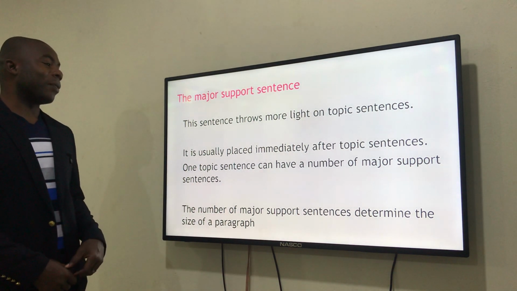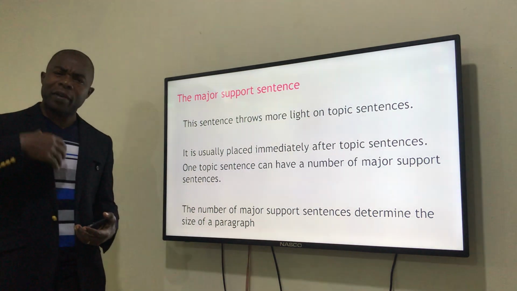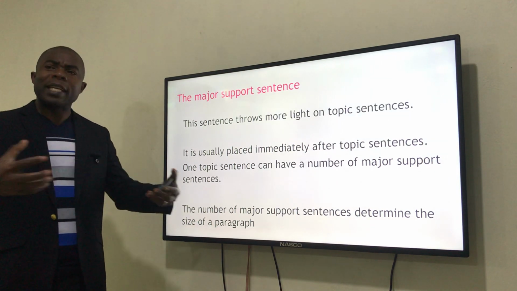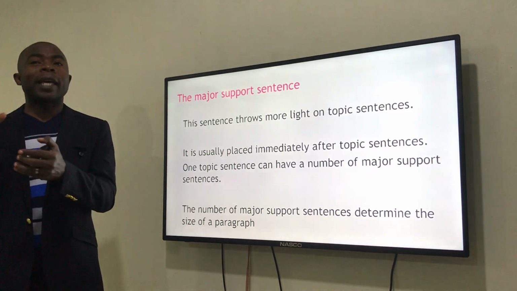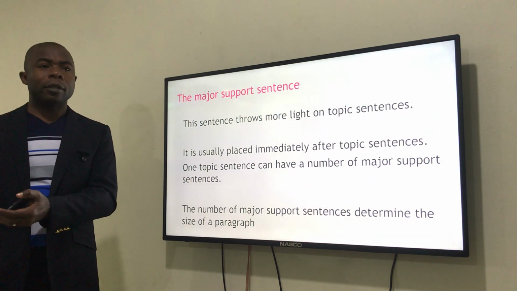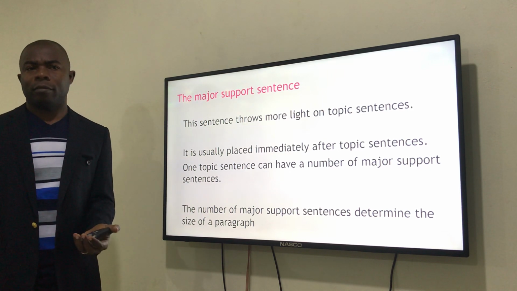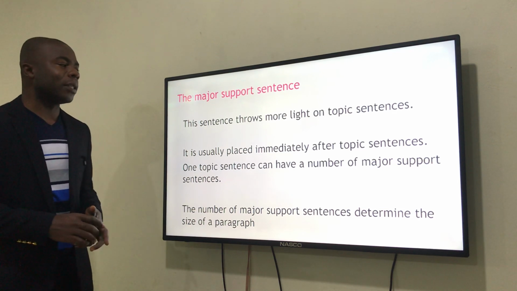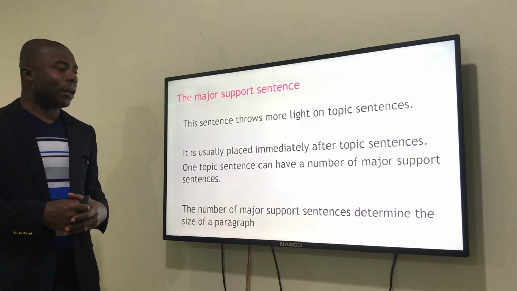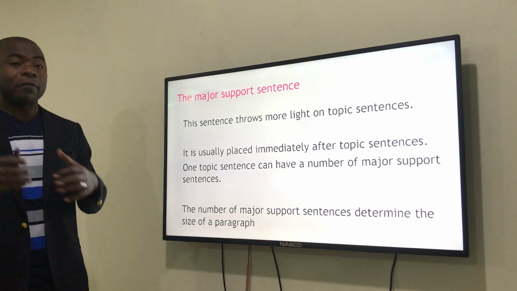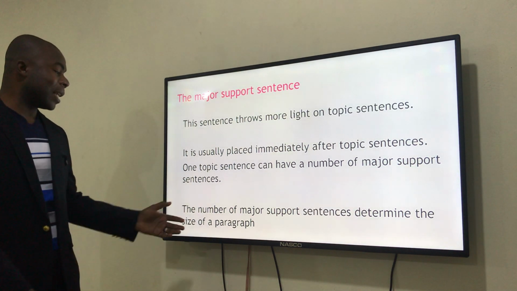One topic sentence can have a number of major support sentences. So that one way can be further explained, expanding the major support sentence. Then another way to kill a cat is to slaughter it the way other animals are slaughtered. Another major support sentence. It can be explained further to make it bigger, and then a third, a fourth, a fifth. So the number of major support sentences determines the size of a paragraph.